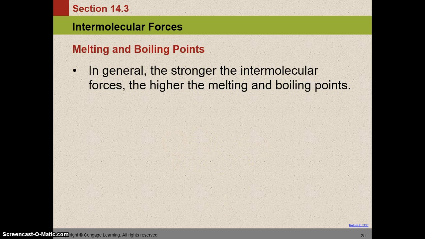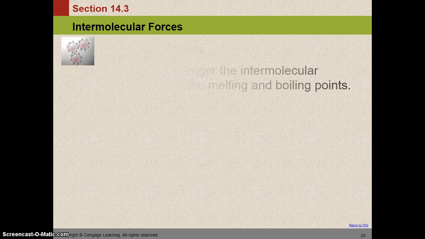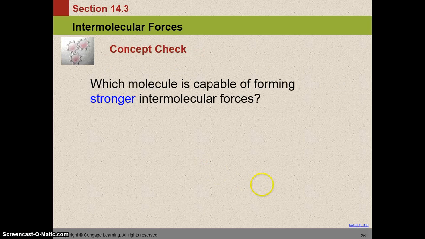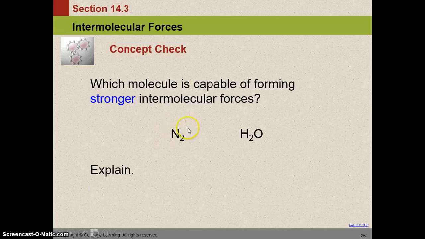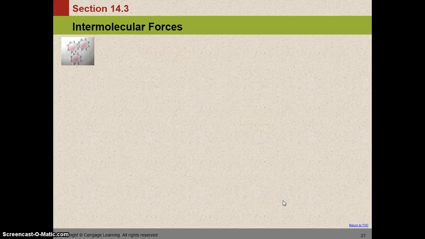Melting points and boiling points. In general, the stronger the intermolecular forces, the higher the melting and boiling points are. So let's look at this concept check. Which of the molecules is capable of forming a stronger intermolecular force? We decide that it's going to be the water molecule because there's hydrogen bonding between these molecules. We don't have hydrogen bonding between the nitrogen molecules. We actually just have a little bit of London dispersion forces going on. The answer is water.